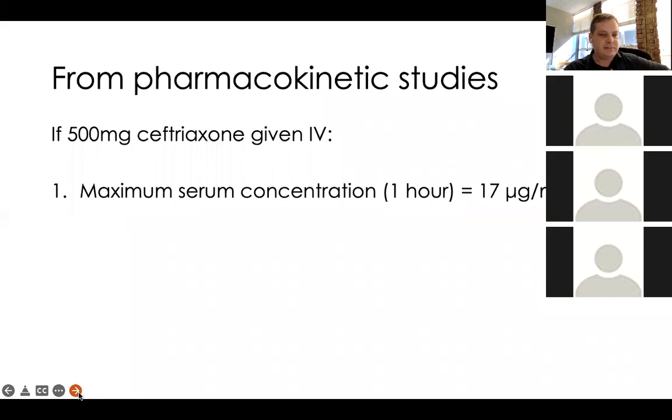So for example, if you look at the package insert, in healthy volunteers, if you give 500 milligrams of cefalexin intravenously, about an hour later you hit peak concentration in the system, and that's 17 micrograms per mL. And remember, the threshold for susceptibility, the MIC, was 1. So you're comfortably above that level. And of course, it's going to go down as it's excreted and metabolized. So this gives you some idea that you achieve good levels in the serum.